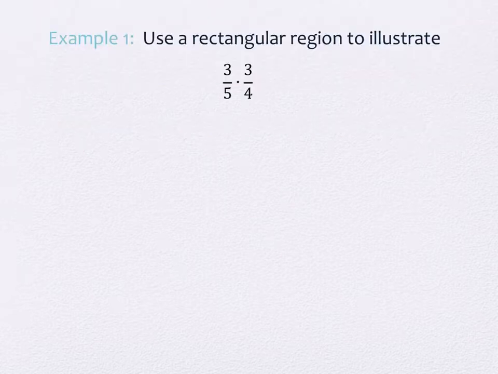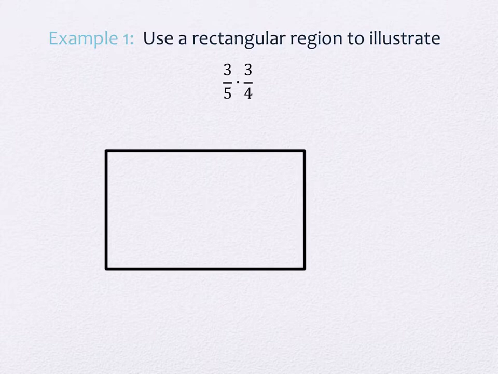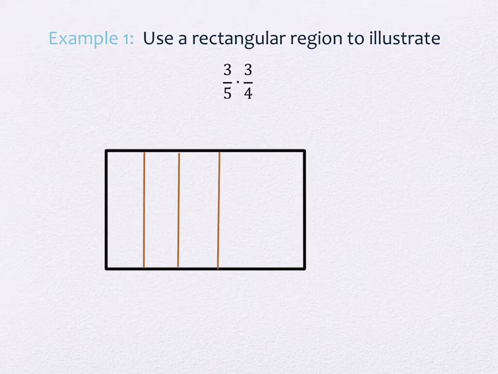So the example we're going to take a look at is a rectangular region. And we're going to multiply the fractions 3/4 and 3/5. I said it backwards, but. So what I want you to do is draw a rectangle. And we're going to do it in columns. So we're going to make 5 columns. So pretend like this is a cake. And the first thing you do when you cut up the cake is you split it into 5 columns.